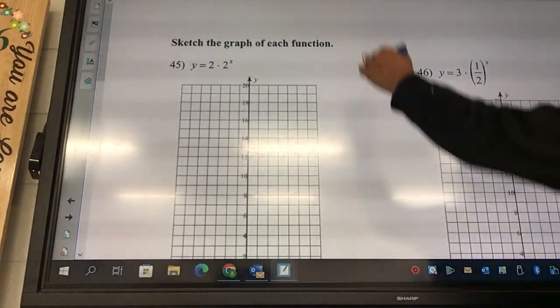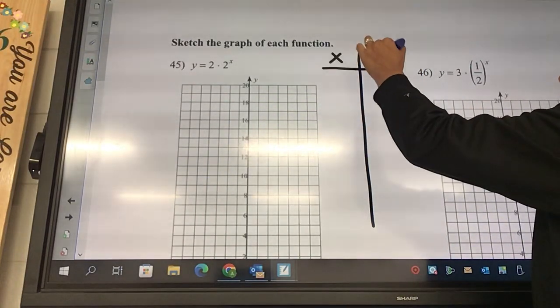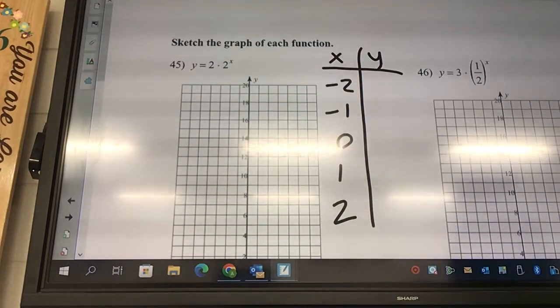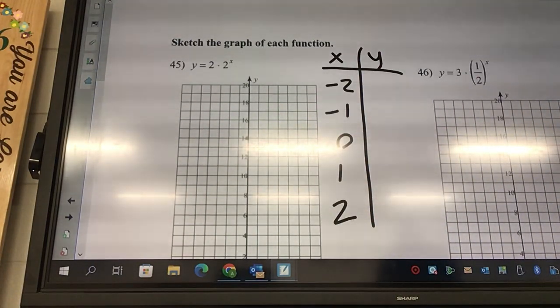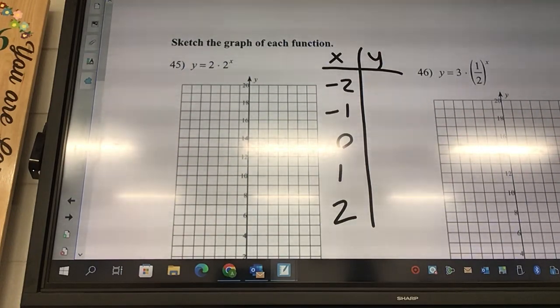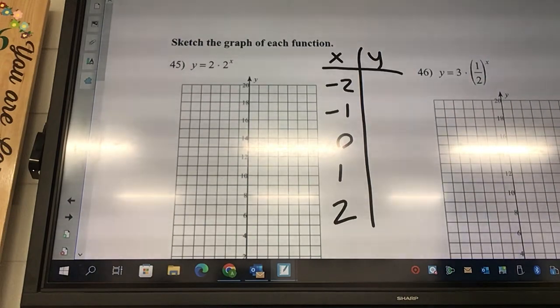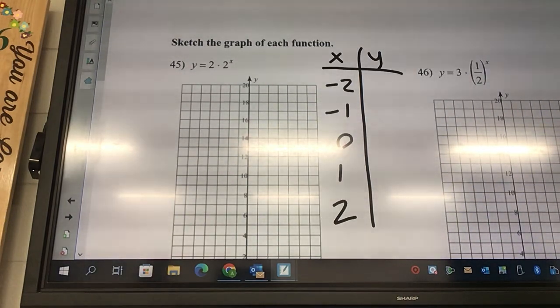Going to be on our chart: -2, -2, -1, 0, 1, and 2. And get to typing. So you're going to say 2 times 2 to the, and fill them in. Guys, put your phones up. Let's go. I'm not going to stand up here all day looking goofy.